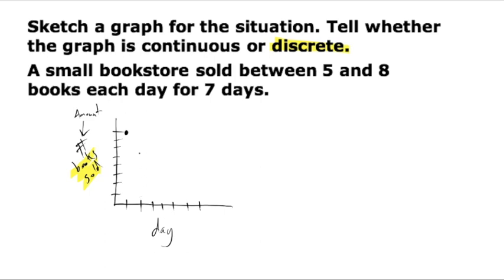On the second day, let's say we did 6 books, then 7 books, then 5 books, then 5 books again, then 8 books. Then let's say 6. So this right here allows us to see how many books we sold each day. So again, it's discrete because it doesn't make sense for me to connect those dots. I can't have half of a book sold. That doesn't make sense.